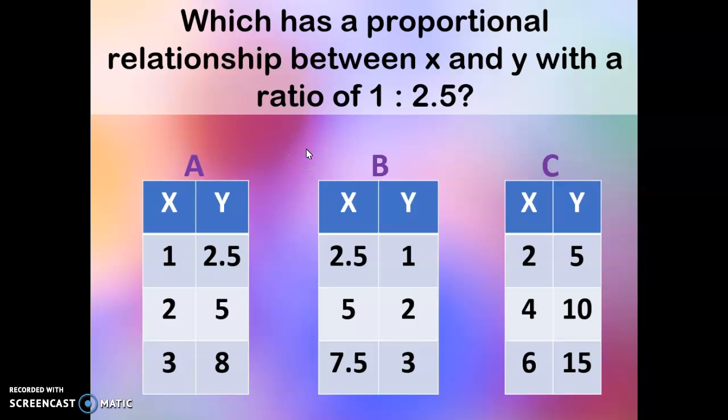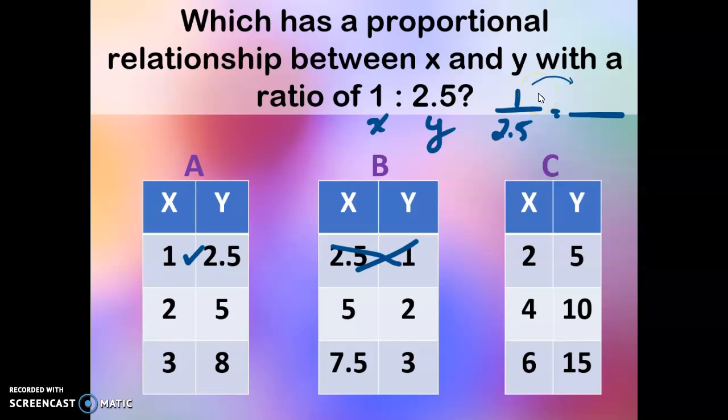Which has a proportional relationship between x and y with the ratio of 1 to 2.5. So the 1 is going to be our x, our 2.5 will be our y. So first of all, we want to look for 1 to 2.5, that's correct. 2.5 to 1, that's reversed. And 2 to 5, it's a possibility. So we can look at 1 to 2.5 and come over here.